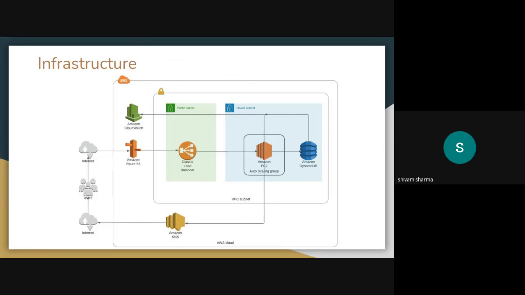Also, if the private subnet instances want to access the internet, they can do that using a NAT gateway in the public subnet. Here we also have CloudWatch, which collects monitoring data in the form of logs, metrics, and more from EC2 and DynamoDB. If there is any abnormal behavior, we would be able to detect it using CloudWatch and can set alarms and automated actions. This helps us keep the application running smoothly.